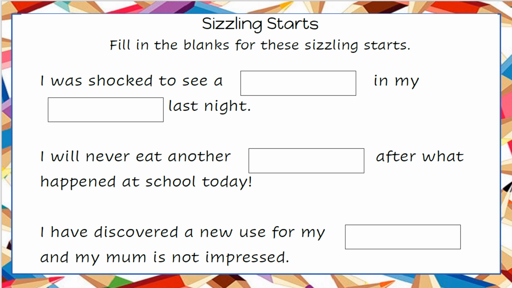All right, next one. I will never eat another something after what happened at school today. I wonder what happened. Did you eat an apple and find out there was half a worm in it? Ugh. Did you see someone had spaghetti and they had worms crawling in it? Oh my goodness. Can you think of a food that you'd never want to eat because something scary happened to it?